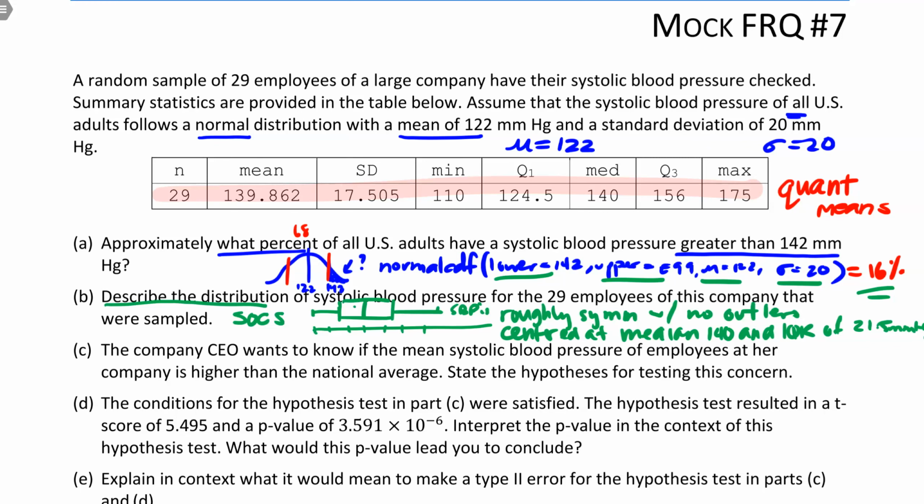All right, so C: the company CEO wants to know if the mean systolic blood pressure of employees at the company is higher than the national average.